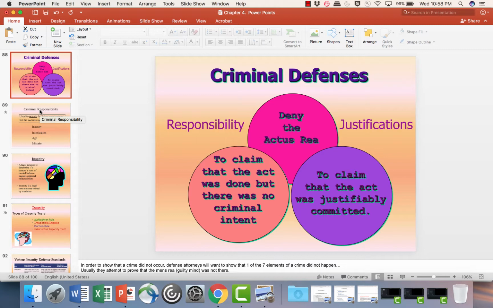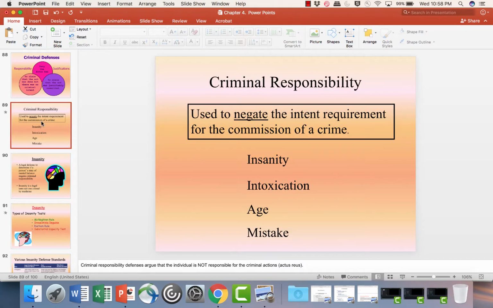And then when we look at criminal defenses: deny the actus reus, claim that the act was justifiably committed, and claim that the act was done, but there was no criminal intent. And we look at 4 different reasons where we could negate the intent.